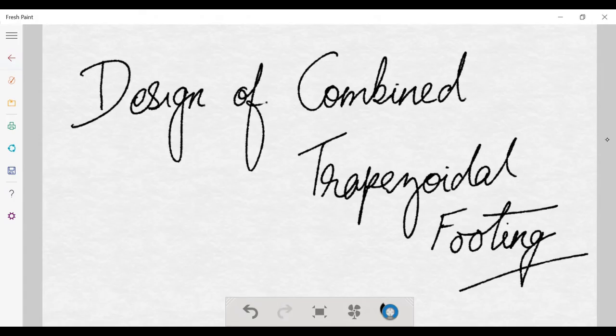we'll be discussing the theory parallelly. So at one time, your numerical will be done and all your theory will also be done parallelly. So I'll go like that. Let us take a numerical for that: design of combined trapezoidal footing.